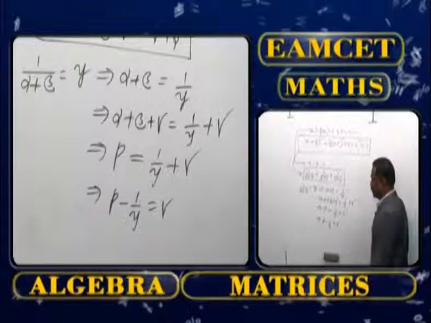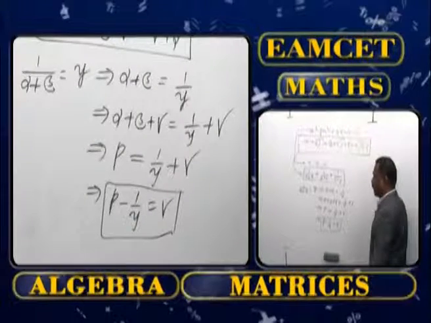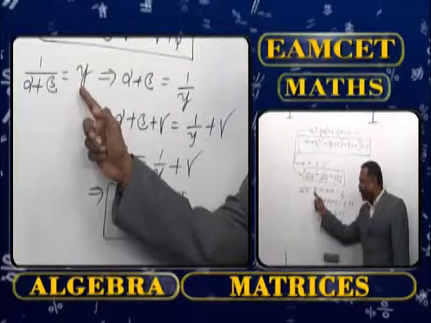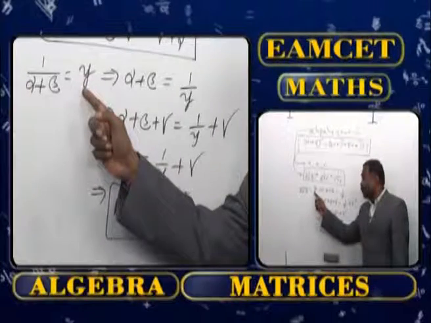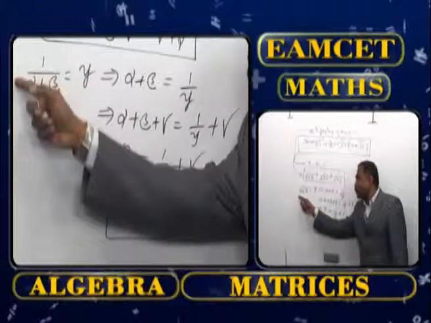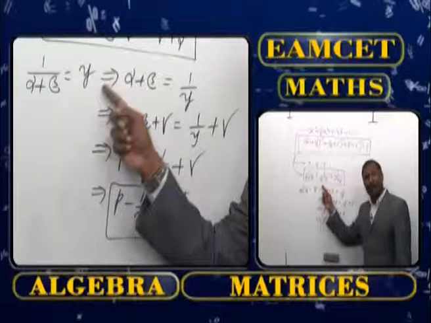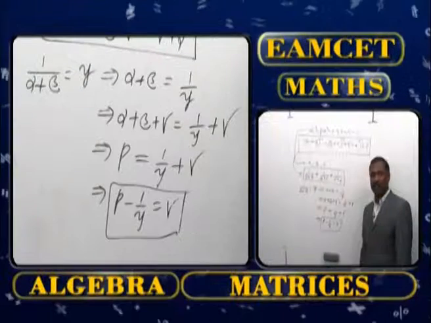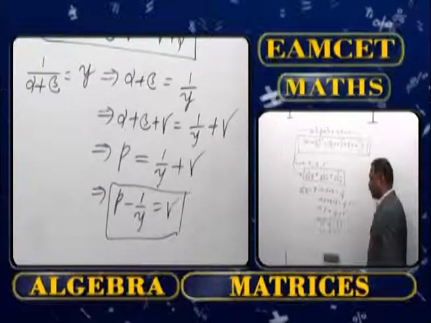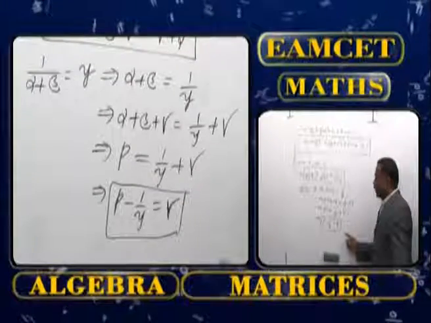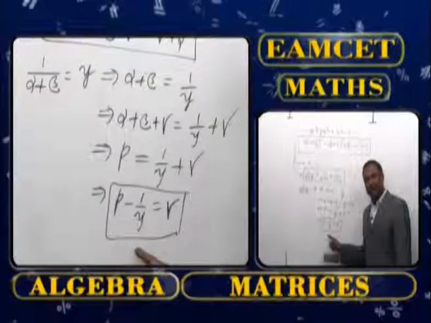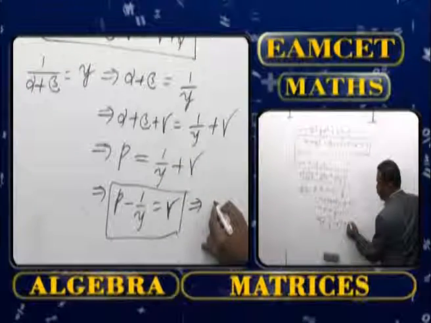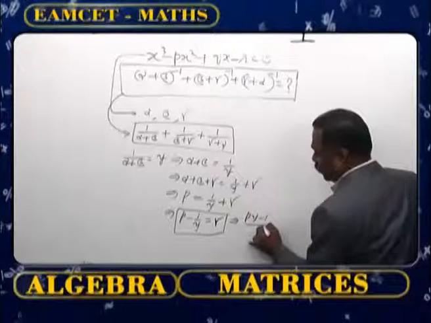What is my interest here? My interest is, I want to get an equation in terms of y. Why? Because y is nothing but 1 by alpha plus beta. If I get an equation in terms of y, then its roots will be 1 by alpha plus beta, 1 by beta plus gamma, 1 by gamma plus alpha. So for that purpose, I'm expressing gamma in terms of y. P is given in the equation itself. So from this one, what is gamma here now? Py minus 1 upon y is nothing but gamma.